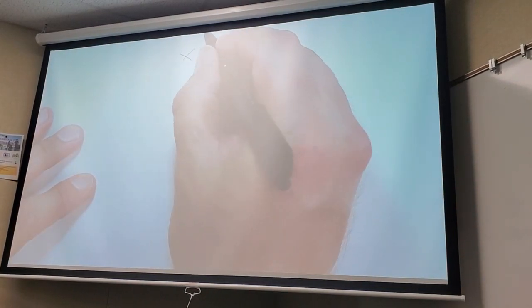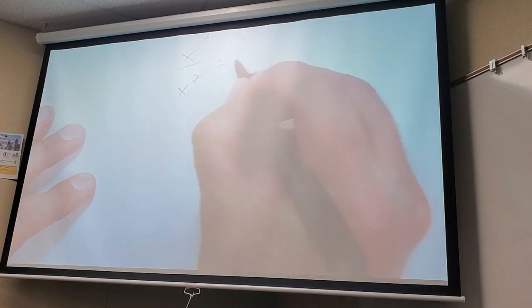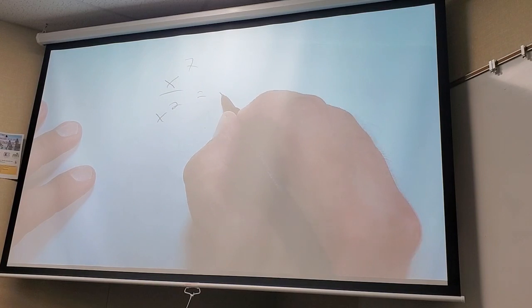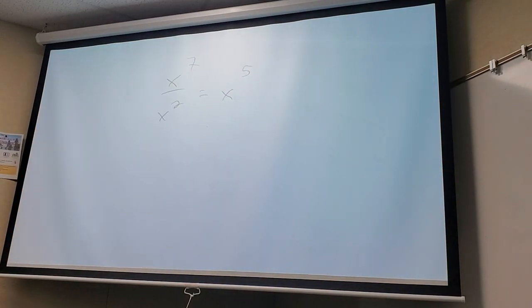What is x to the 7th divided by x squared? What do you do in that case? Subtract. So what is it? X to the 5th. And it makes sense. Up top there are 7 x's multiplied, then I divide 2 of them away, so of course I've got 5 left.